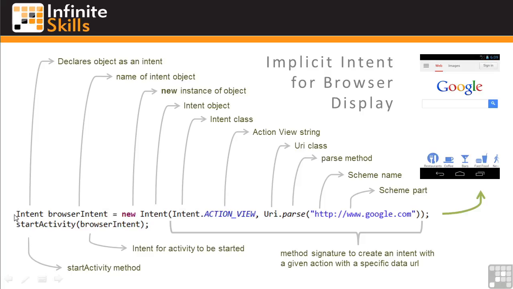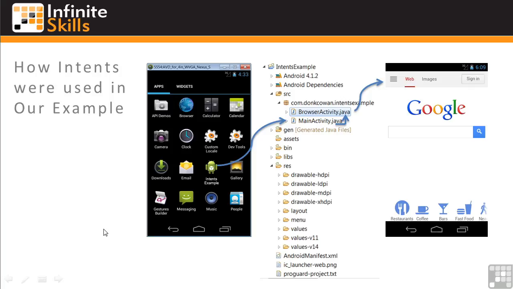The first statement creates a new intent object. On the left of the equal sign is a declaration for our new intent object we're calling browserIntent. On the right of the equal sign is the code that actually creates the new object. It uses the Intent class with a method signature to create an intent with a given action and a specific type of URI. The signature has two parameters. The first is the action type. The second uses the parse method of the Uri class to format a URI. The URI is specified here as a parameter to that method and is the web address for the Google browser. The second statement uses the startActivity method of the Activity class to use the browserIntent we just created to start the Google browser.